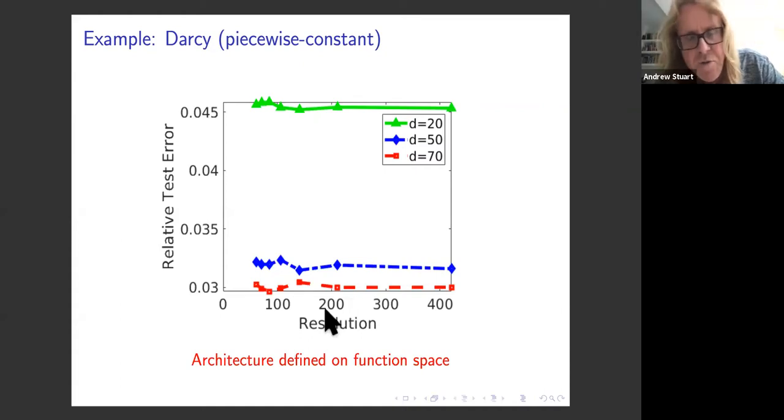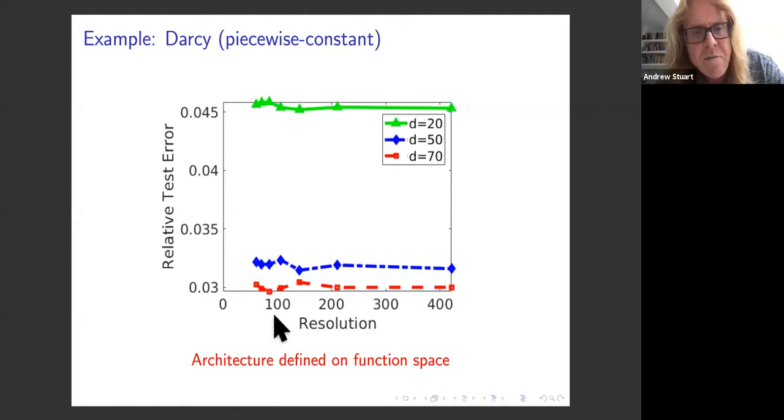So as I showed you before with the Fourier neural architecture, we're obtaining the same level of error at different levels of resolution because of the way we designed the architecture on function space. And then secondly, as I go from green to blue to red, I'm increasing the dimension of the latent space, 20, 50, 70. And we have a fixed amount of data here. So here you're seeing the advantage of increasing the dimension of the latent space.